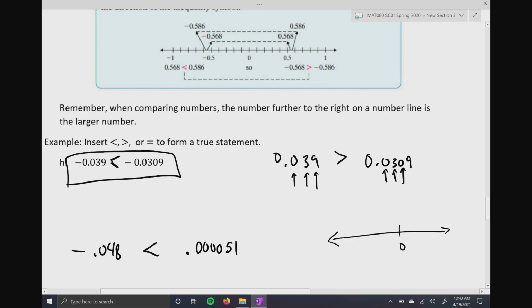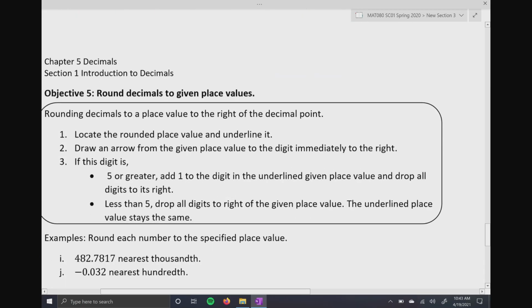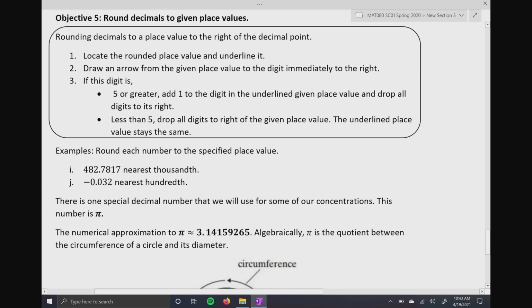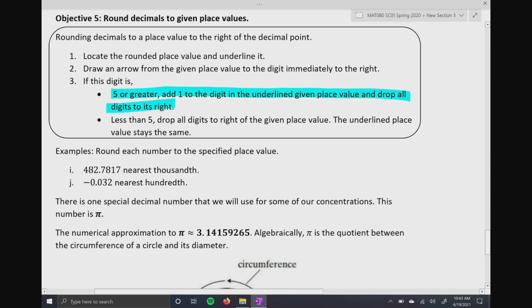All right. So the last thing we're going to do in this section is rounding. And we should have an idea of how to round. Remember, when you round, you locate the place value that you want to round, you draw an arrow to the right, and then you make your determination. If the number to the right is 5 or greater, you add 1 to the digit. So let me underline this. Actually, no, I'll highlight it. So if the number underlined is 5 or greater, you add 1 to the underlined place value and drop all the digits to the right. You just drop them. You don't write them.